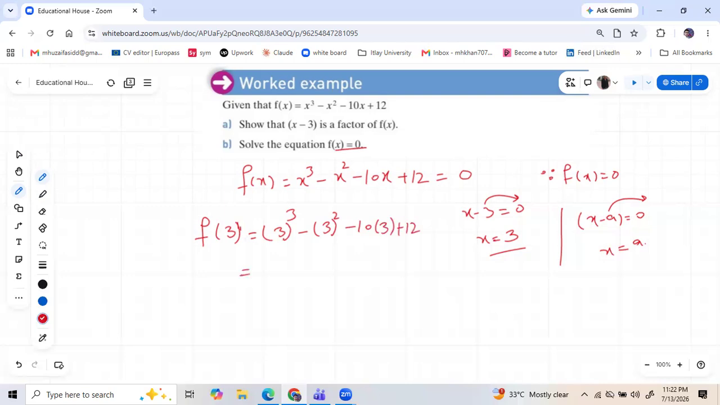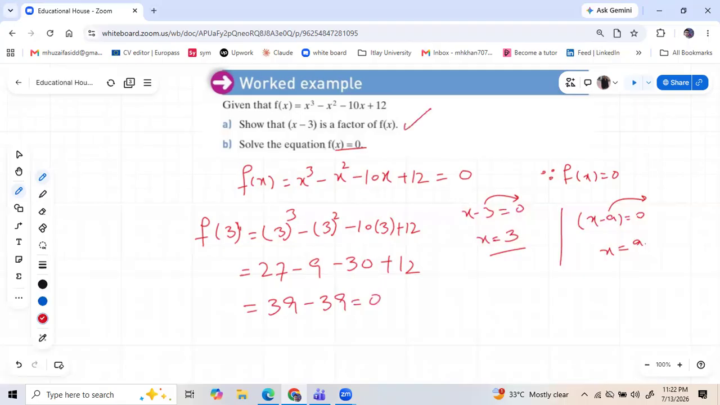3 power 3 is what? This is the 27. This is the minus 9. This is the minus 30. This is the plus 12. Look at it here. This is the 27 and 12. This is the 39 and minus 39 equal to 0. It means our first condition is okay.